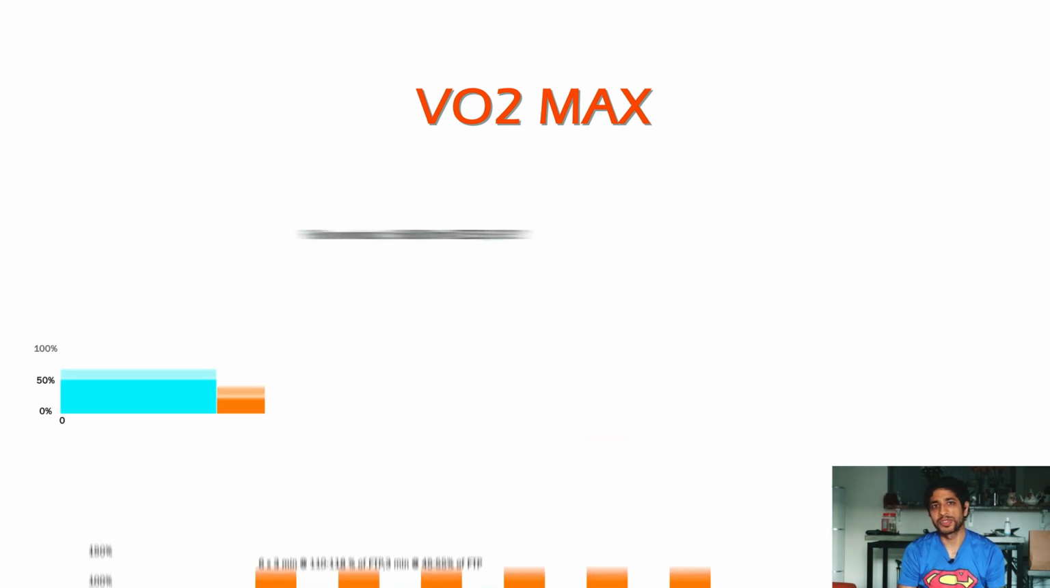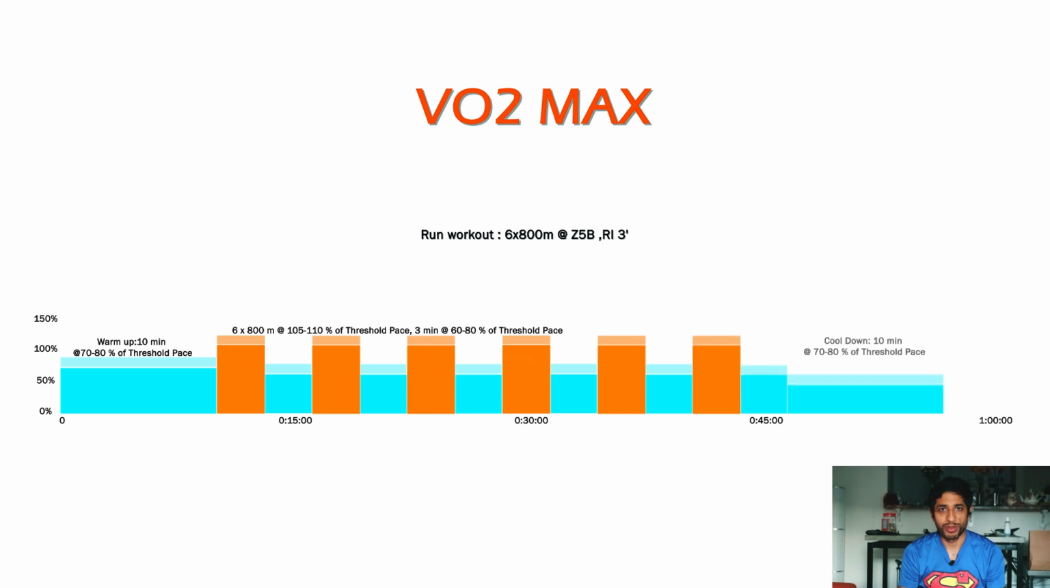You could do the exact same session on the run, or if you prefer to train by distance, you could do something like 6 by 800 meter repeats at zone 5B, and you could have a 3-minute recovery. Generally, 800 meter repeats take you anywhere between 3 to 4 minutes. So a 3-minute recovery is pretty close to the 1:1 ratio.